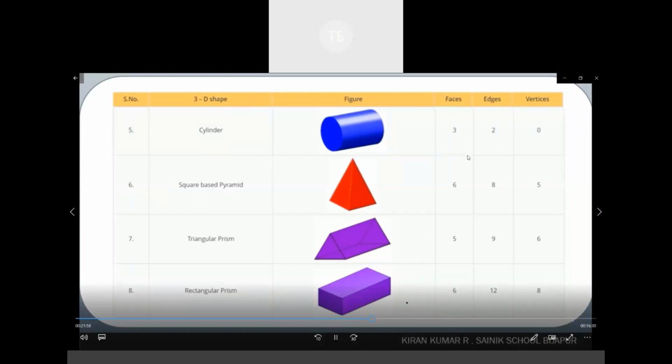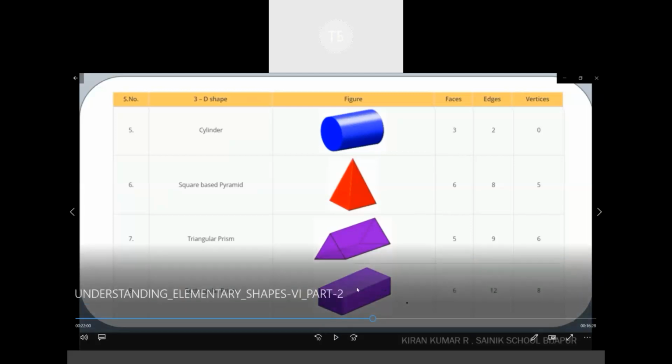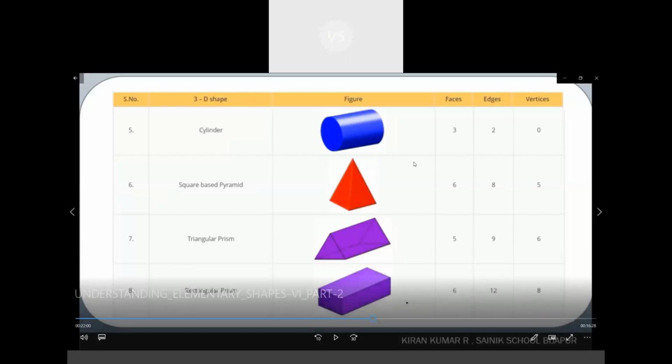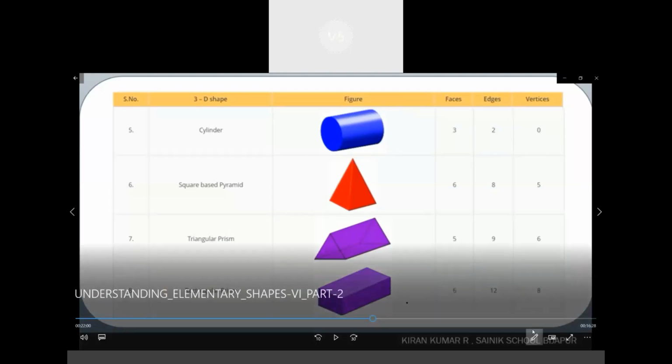Sir, what's a prism? Sir, square pyramid, 6 plus 5, 11, sir. 8 plus 2 is equal to 10, sir. It is not the same, sir. Why is it, sir? Not the same, sir.